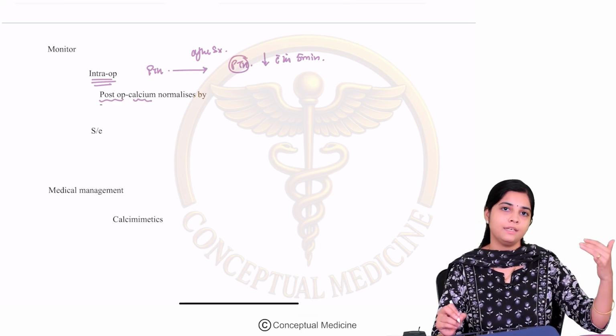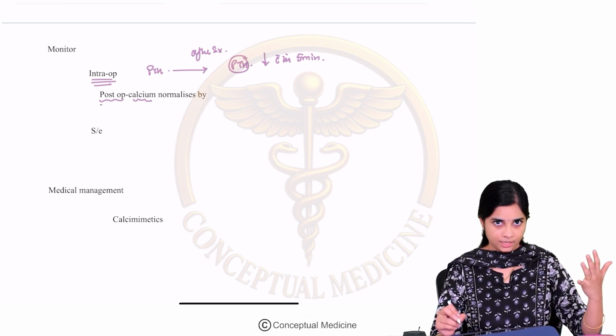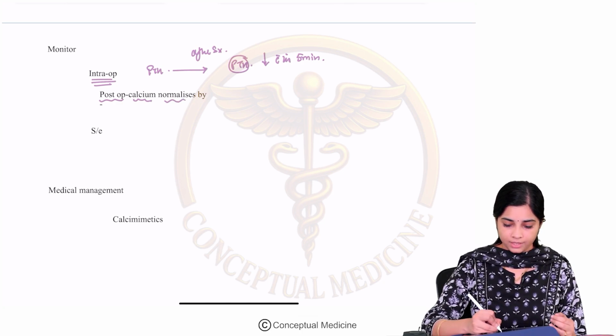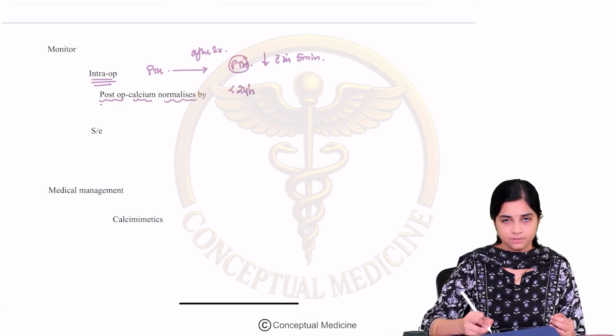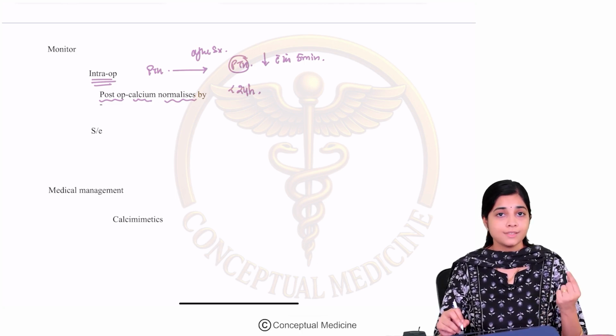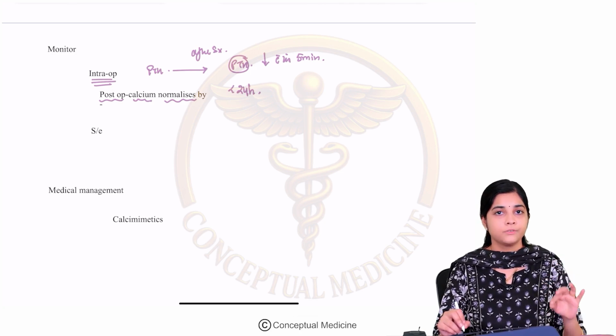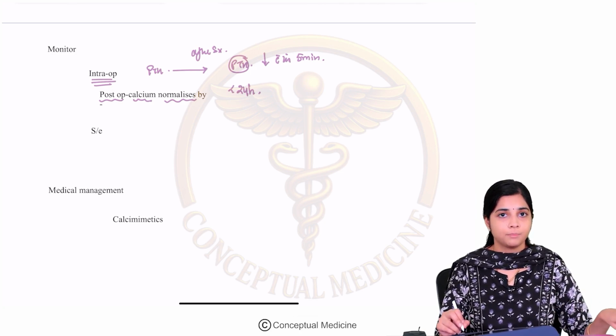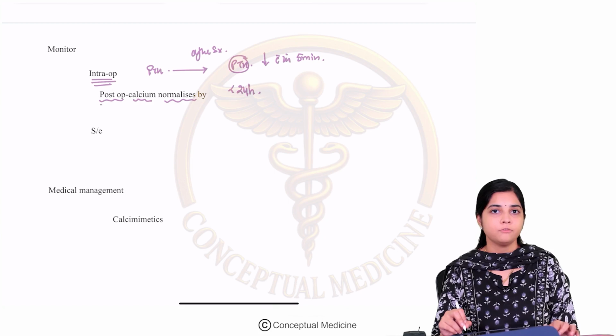The calcium levels are elevated in hyperparathyroidism, and they normalize within 24 hours. Because these parathyroid glands are very small, you need to do this monitoring, to make sure that you are removing the parathyroid gland.